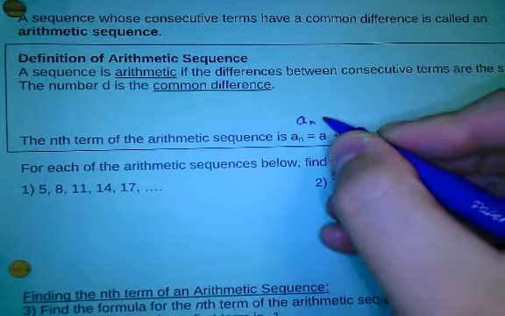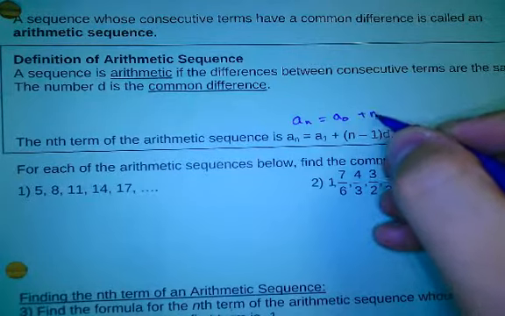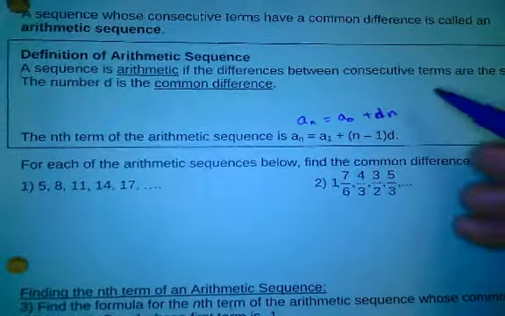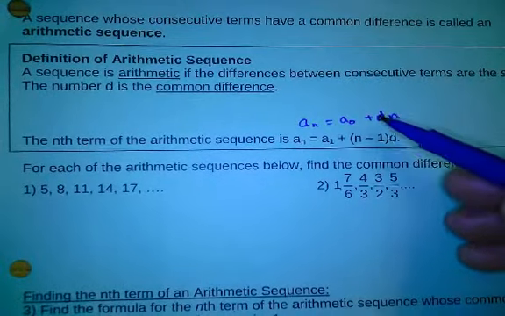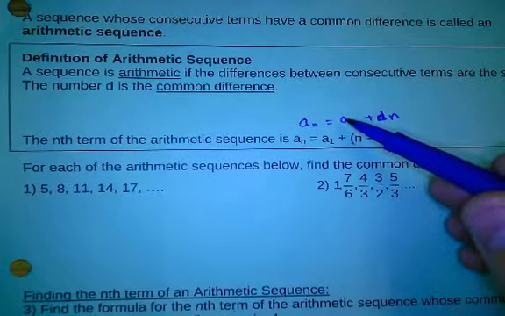Also, this is what I do. A sub n equals a sub 0 plus d times n. That's what I do. The problem is we don't have an a sub 0 ever. So we just have to figure out what it is. It's not that hard though.